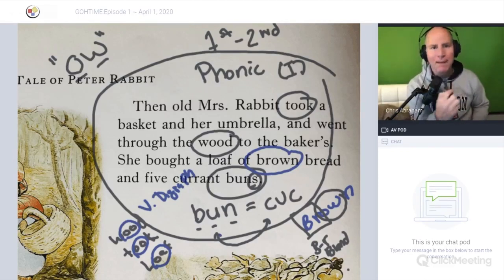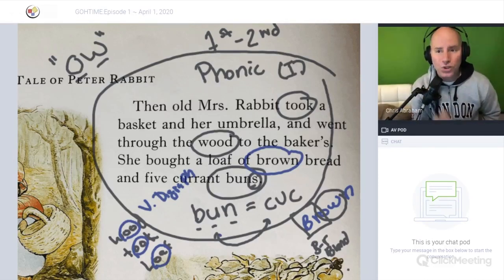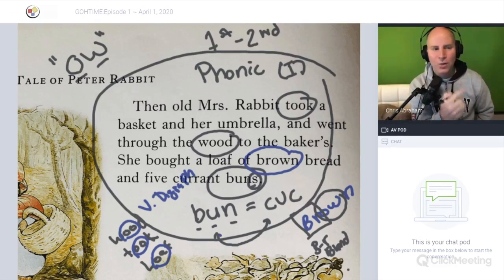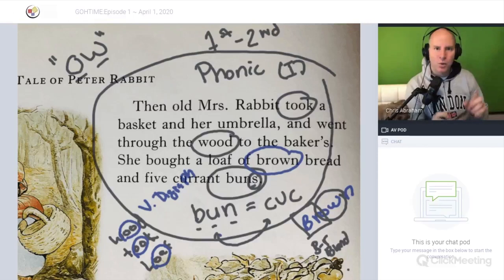Ow, look at my mouth. Ow, you see it move? Ow, we call that a what? A diphthong. A diphthong is when we blend two things together, like ow. A digraph is when we have two things that just make one sound.